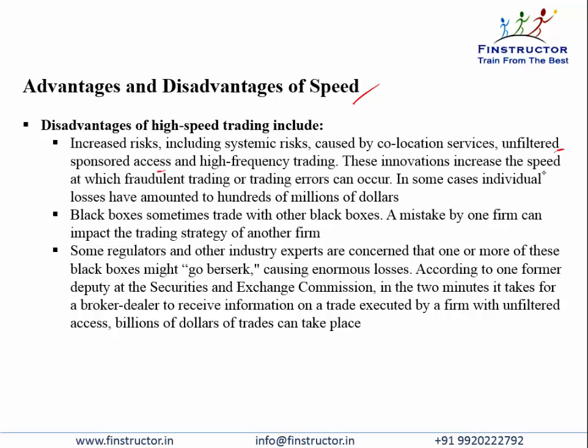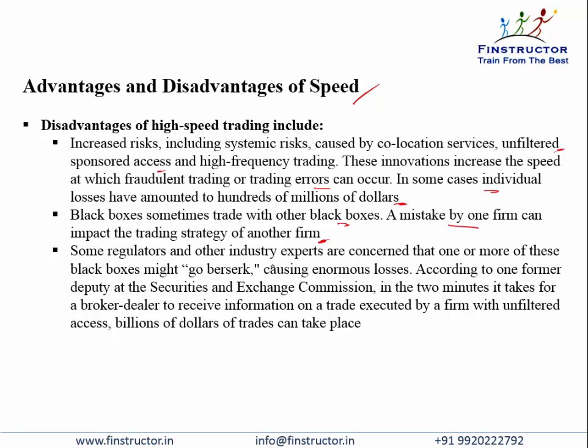So they increase the speed at which fraudulent trading also happens. So regular trading speed is increased, but so will be the speed of fraudulent trading and trading errors. So individual losses at times have amounted to hundreds of millions of dollars. Black boxes trade with other black boxes. So an algorithm trades with another algorithm. A mistake by one firm can impact the trading strategy of another firm.